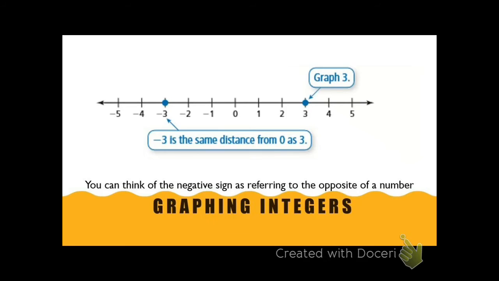All right, when graphing integers, I want you to think of the negative sign as referring to the opposite of a number. At the beginning of the slides, we said that an opposite is a number that is the same distance from 0. So for example, if we graph 3 here, 3 is 1, 2, 3 spaces from 0. For the opposite of 3, I would go back to 0 and go in the opposite direction, 1, 2, 3, the same number of places, and it lands me on -3. So -3 and 3 are opposites.